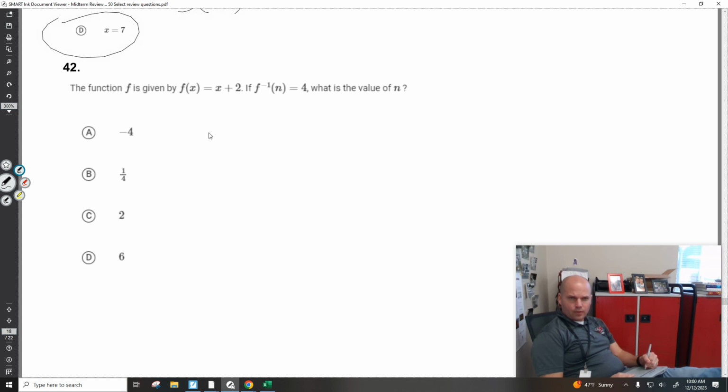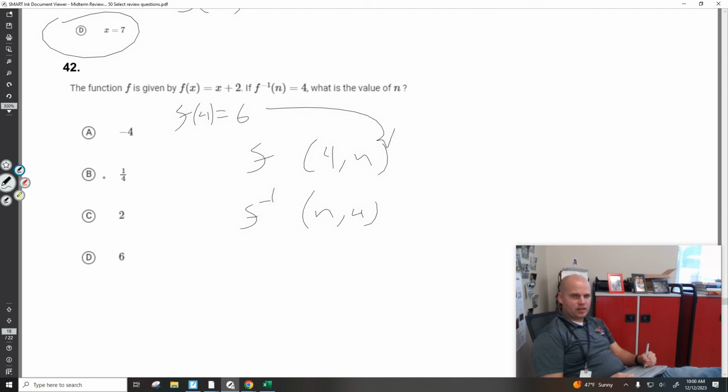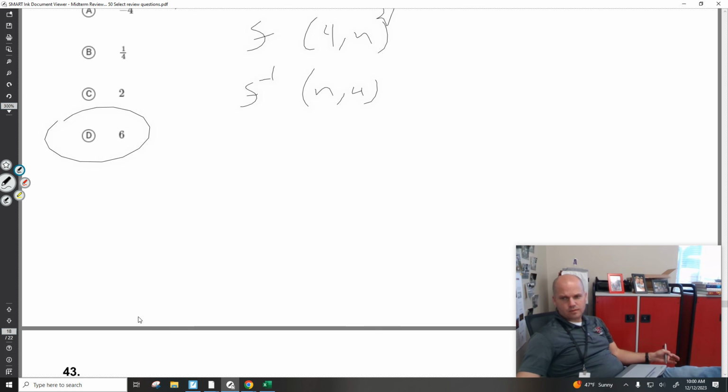If the inverse function has a point (n, 4), then the original function has to have the point (4, n). What is the original function's y value when the x value is 4? 6.